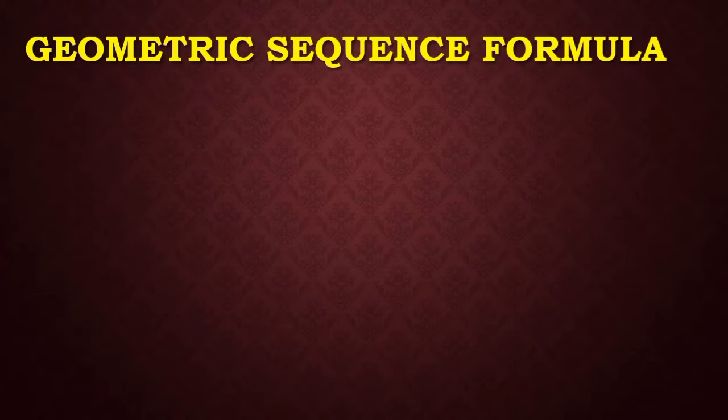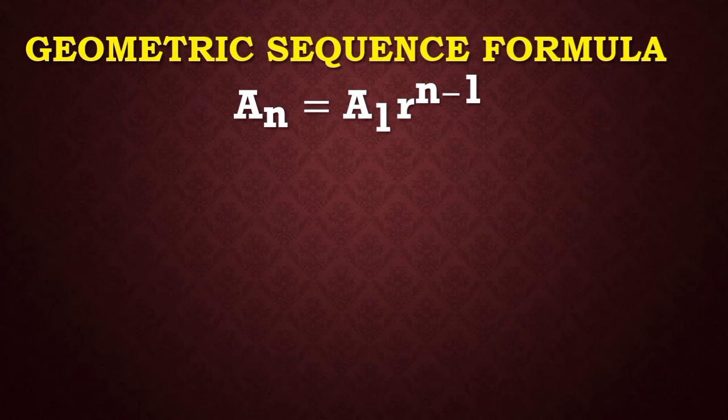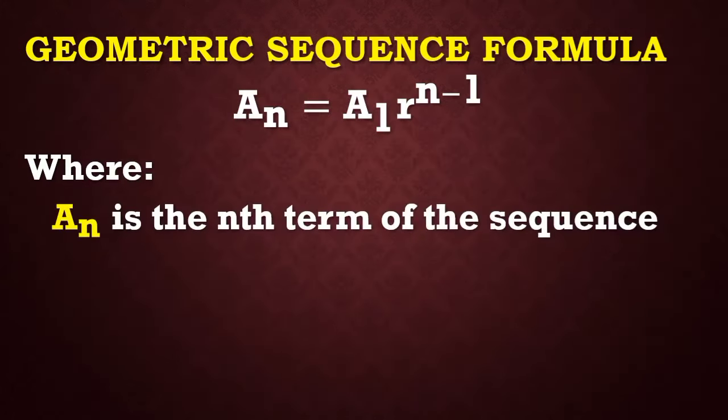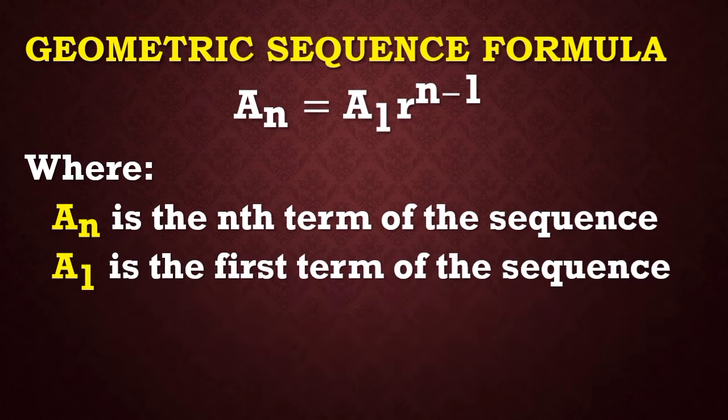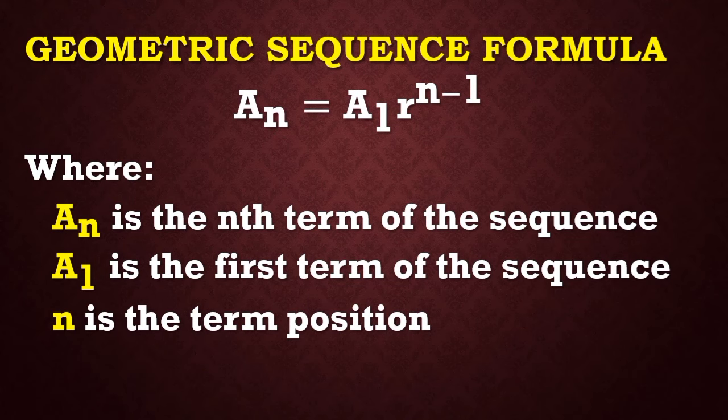So, let's now discuss the geometric sequence formula. Ito po siya: a sub n is equal to a sub 1 times r raised to n minus 1, where a sub n is the nth term of the sequence. Kagaya ng arithmetic sequence, ganun pa rin naman po yung ibig sabihin niya dito. A sub 1 is the first term of the sequence. Likewise, first term pa rin po siya sa geometric sequence. And then n, also term position pa rin.